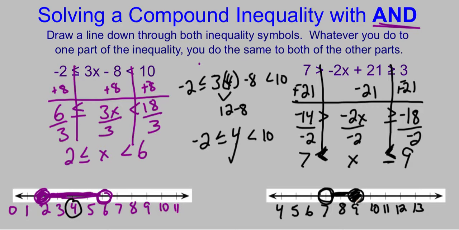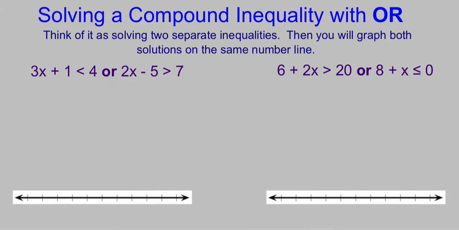So when you're solving a compound inequality with "and," you're going to shade in between those two circles. Solve it the same way, plug everything in like you normally would. But in this case, we only want things that work for both parts of the inequality, so we're going to shade in between.